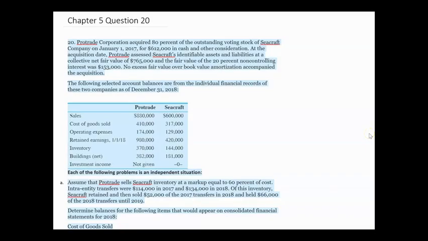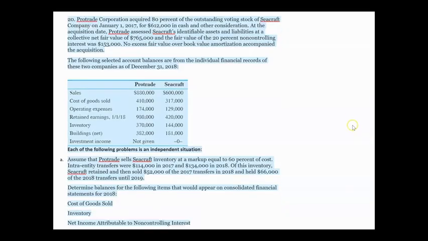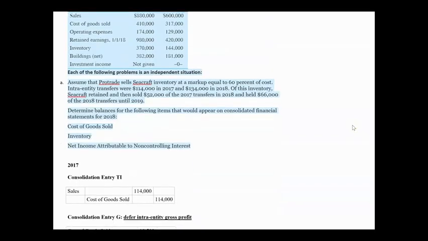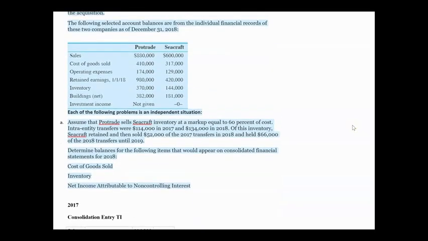Chapter 5, question 20. In this question, we have a situation where the parent company sells inventory to the subsidiary company. Let's look at the question. For this big problem, we have three independent situations. First, let's look at question 1, situation A.